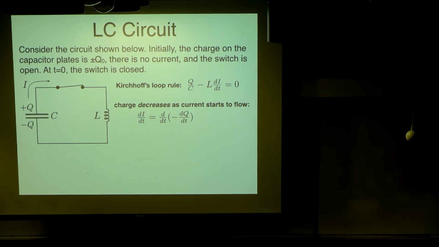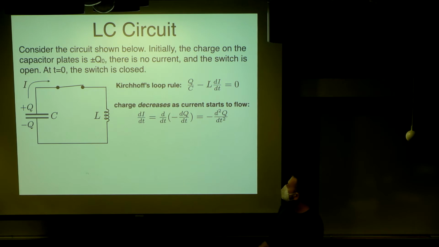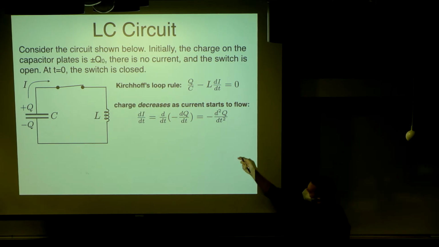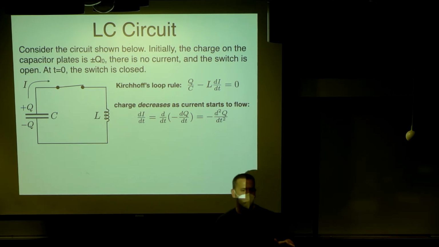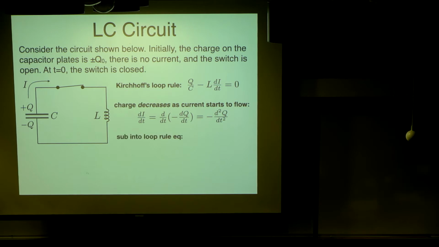So a more simple way of saying that is the derivative of the current with respect to time, that's di dt, which appears here, can be thought of as the second derivative of the charge with respect to time, but with that negative sign on the front, okay? So why don't we just go ahead and take that and sub it in right there. The reason is I don't want two different variables to think about, current and charge. I just want to think about one variable at a time. So this helps us do that. So subbing that into the loop rule equation, here's what we get.